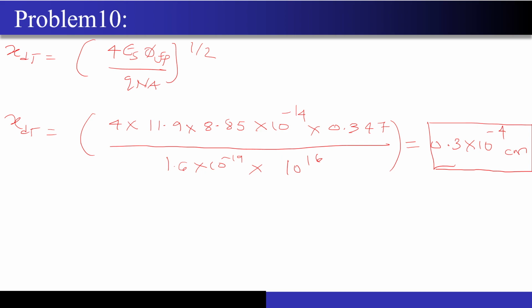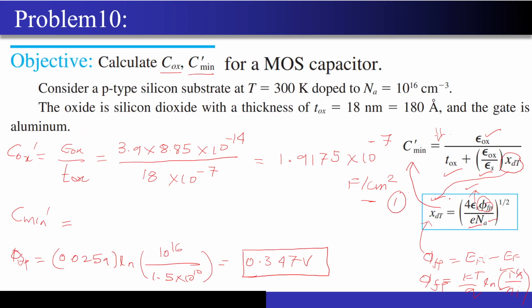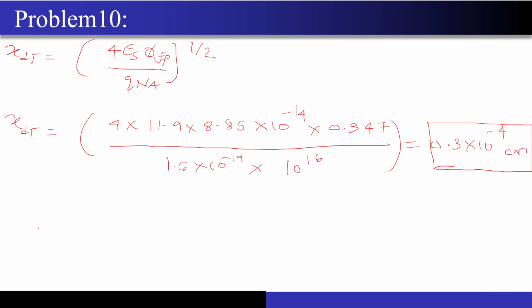Now I know XDT, and the moment I know its value, I will substitute it in the formula of Cs dash. So let me write the formula of Cs dash, and then we will be done with this question. Cs dash is epsilon ox divided by T ox plus epsilon ox by epsilon s, into XDT. Let me substitute each and everything.